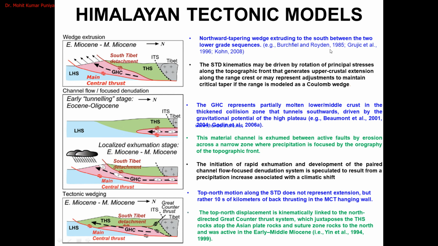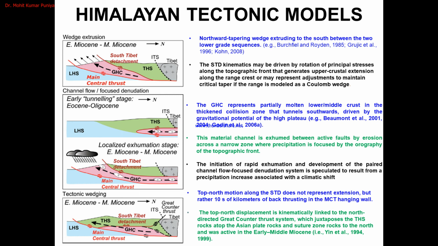So these are the Himalayan tectonic models. We can discuss the Himalayan tectonic models after Brookfield and Redden, Gurjik et al., and Kohn. A northward tapering wedge extruding south between two lower grade sequences. If we move from Miocene to Miocene, we can see these sequences. This is the Main Central Thrust, the MCT, and this one is the southern STD. Between STD and MCT, we have semi-molten material that has evolved over the surface.